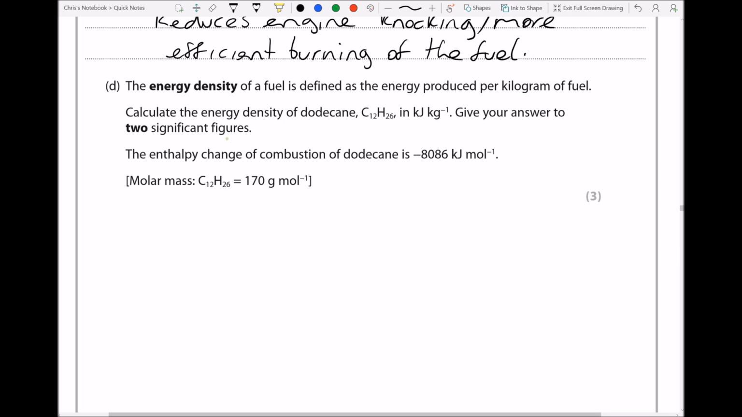Okay. Right, part D. The energy density of a fuel is defined as the energy produced per kilogram of fuel. Calculate the energy density of dodecane, C12H26, in kilojoules per kilogram. Give your answer to two significant figures. The enthalpy change of combustion of dodecane is minus 8086 kilojoules per mole, and the molar mass of it is 170 grams per mole. Right, the first thing I would do is look at these units here.